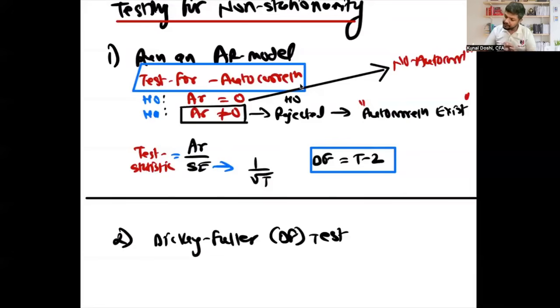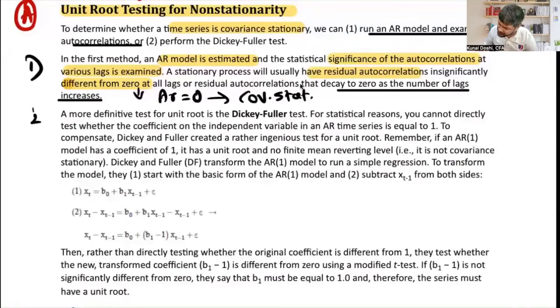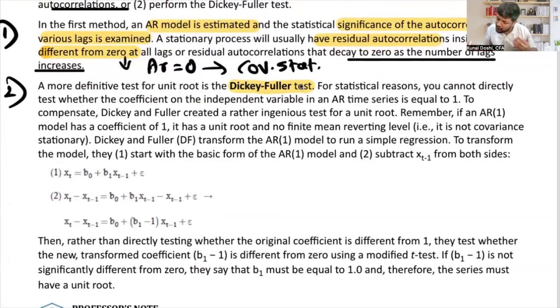Correct, everyone? Now, the second test which we are going to do is the Dickey-Fuller test. This is a new test. Under the Dickey-Fuller test, we are going to transform the data, which is non-covariance stationary, into stationary. Now, remember what was the problem? The problem of unit root was that B1 was equal to 1, correct? Now, statistically, there is no test for proving whether B1 is equal to 1 or not equal to 1. So we cannot use a test where B1 is equal to 1 or not equal to 1.